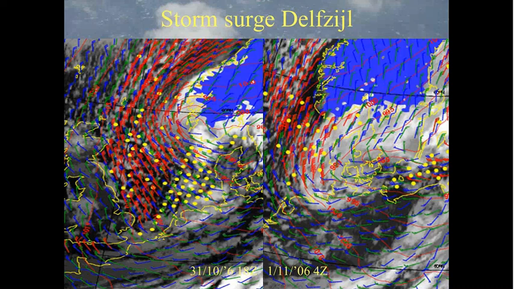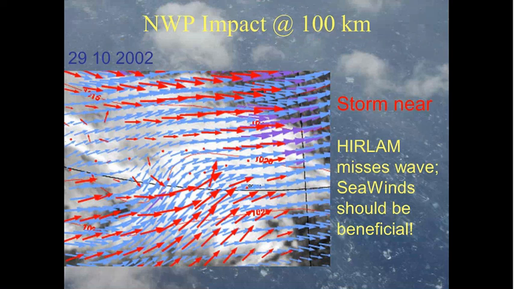So this is a plot showing our HIRLAM model in blue and scatterometer data in red, and you clearly see that there's a difference in the development phase of this polar disturbance that is moving towards the Netherlands. And of course, scatterometer data are very nice to pinpoint such phase differences in development of systems, and of course that has implications for warnings later on.